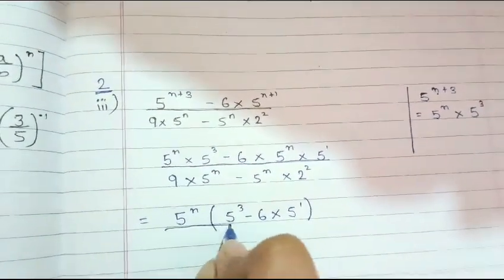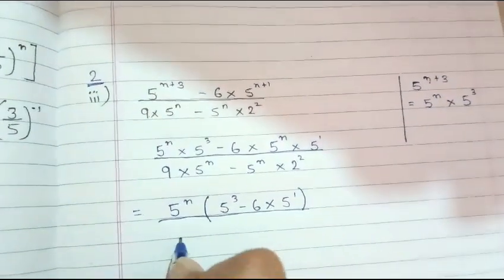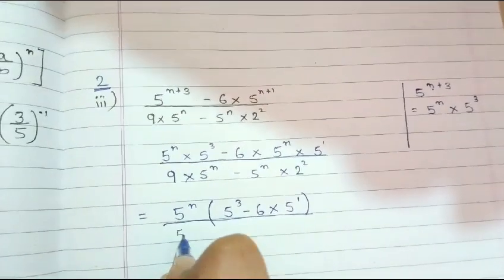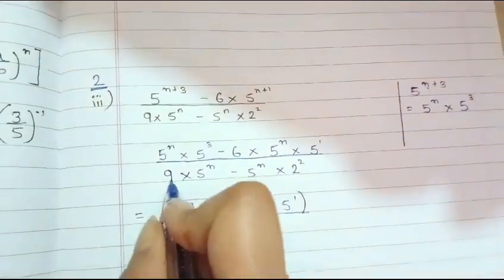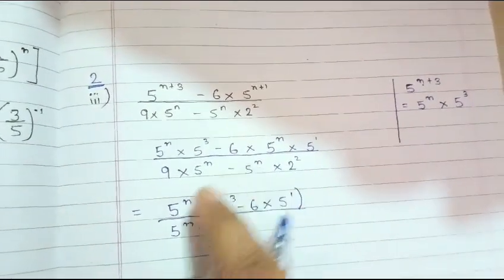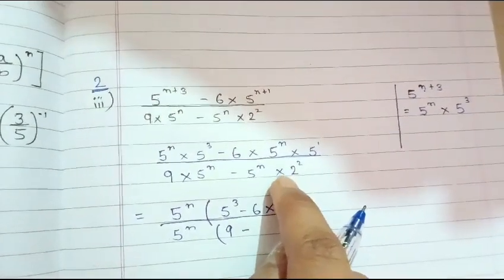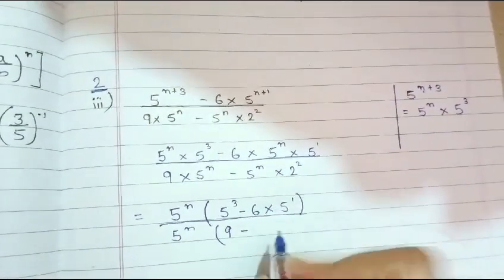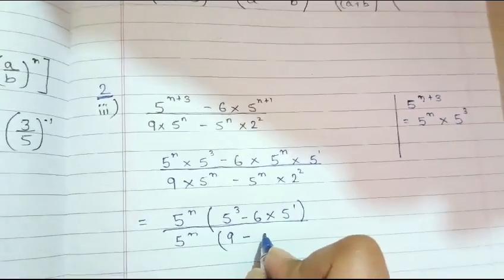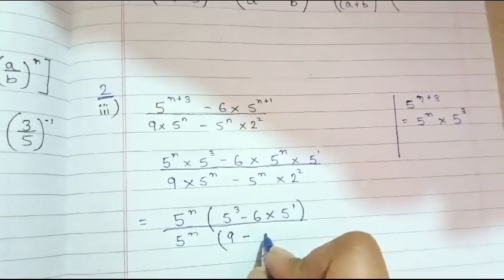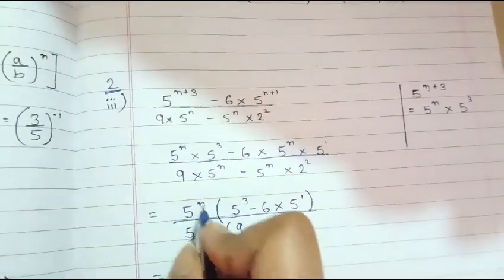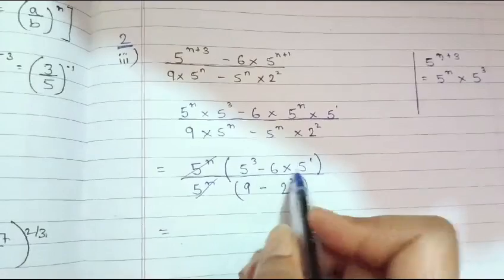And in the same way below we have 9. Again we can take out 5 to the power n common. What are we left with? We're left with 9, because this 5 to the power n has gone out, minus, and we are left with 2 square over here. Okay, now this 5 to the power n and this 5 to the power n are cancelled. You are left with 5 cube.